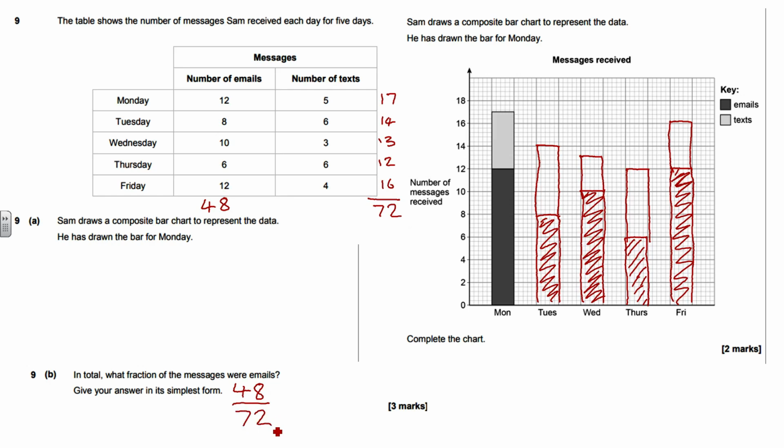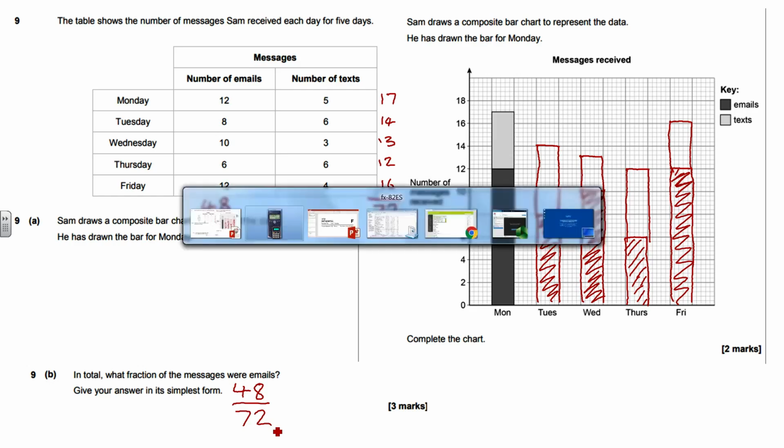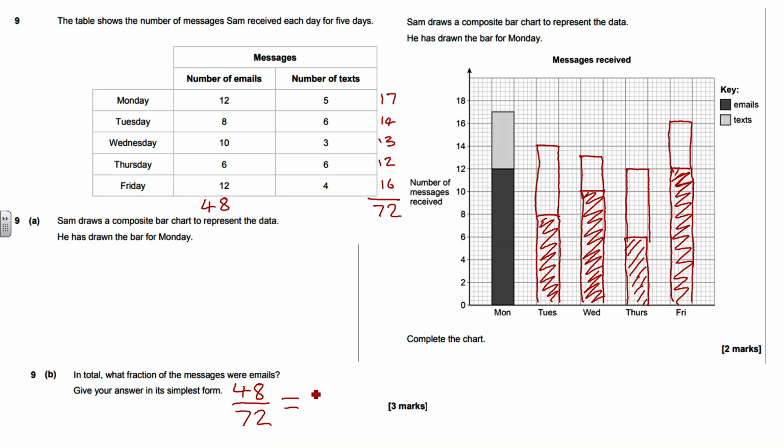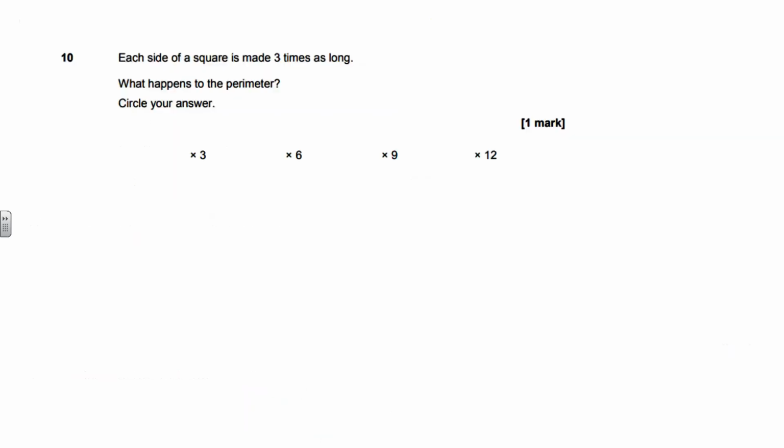Now, we could simplify that using our brains, but this is a calculator paper. We can be lazy about it if we wish, just like we could have used a calculator to add up those numbers if we'd have wanted to. So let's go with that. 48 out of 72 on my calculator, 2/3. There's my simplest form.